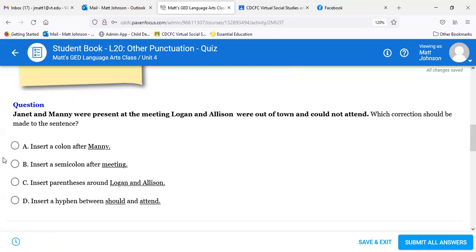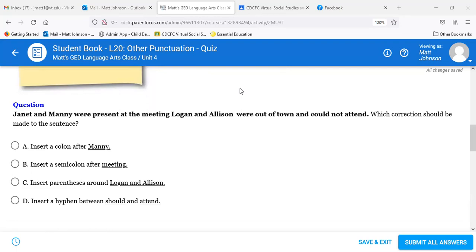B. Yeah, semicolon, right? We have two complete ideas in this sentence. Janet and Manny were present at the meeting, right? We have a complete sentence there. Logan and Allison were out of town and could not attend. So we need to separate those, right? Because now what we have as it stands is a run-on sentence.